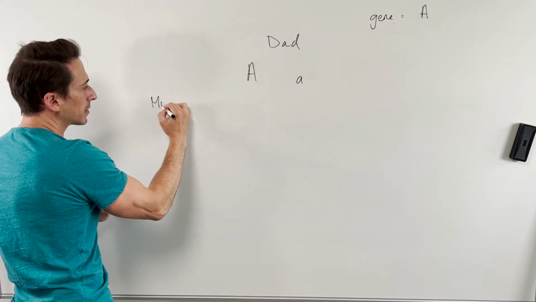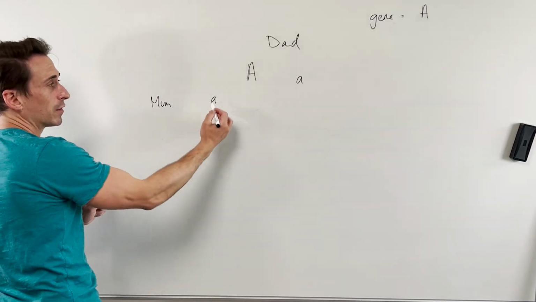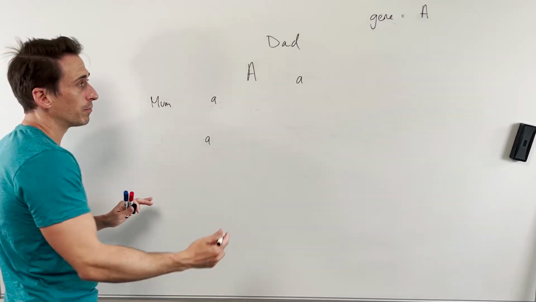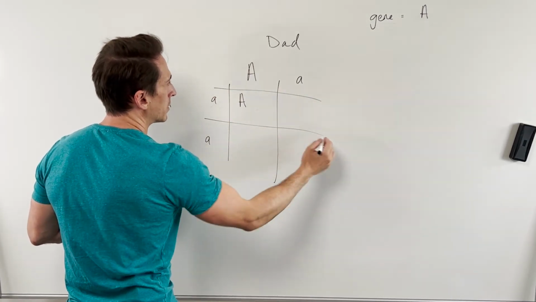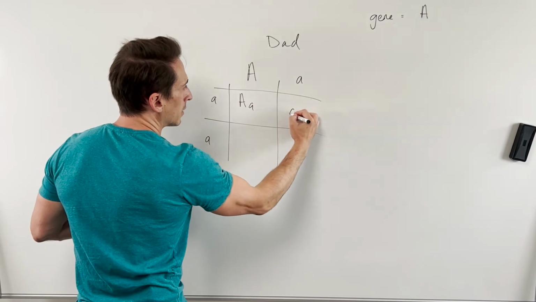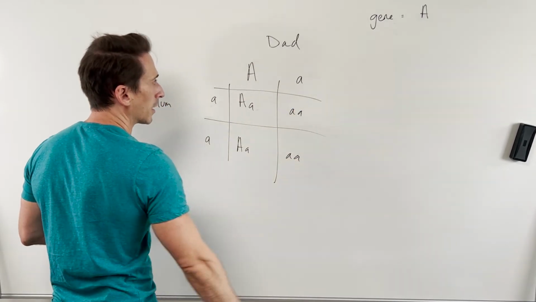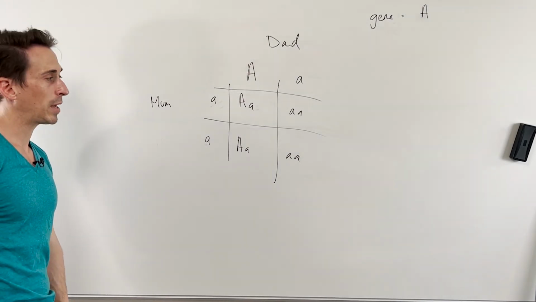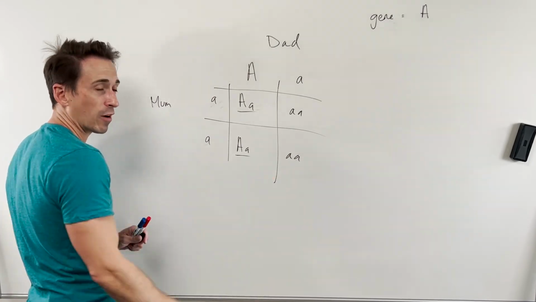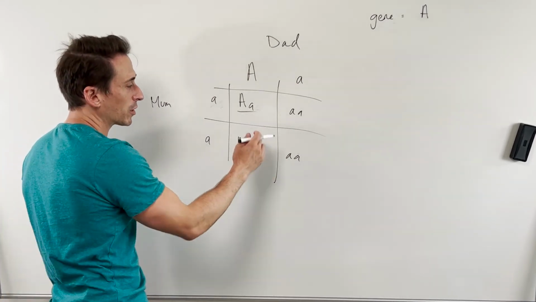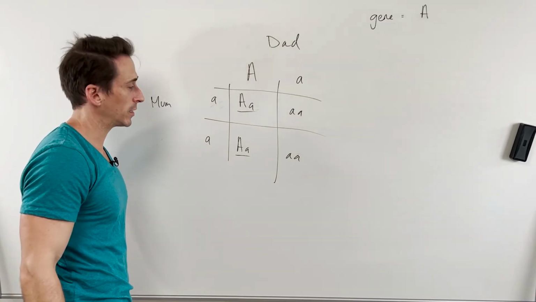Mum, in this case, is homozygous recessive for the good version, which means the offspring will be big A, little a, little a, little a, big A, little a, little a, little a. So what does that mean? Well, 25% plus 25% is 50%. 50% of the offspring will have the disease.